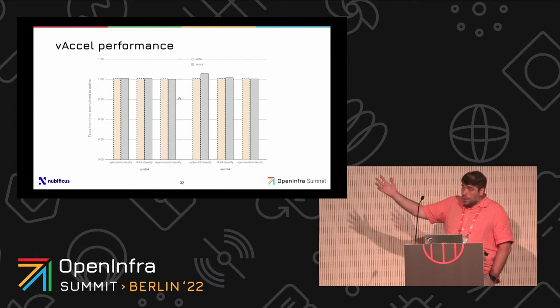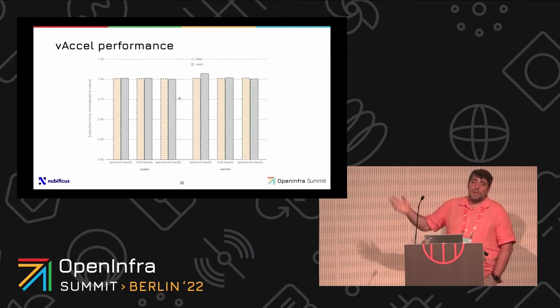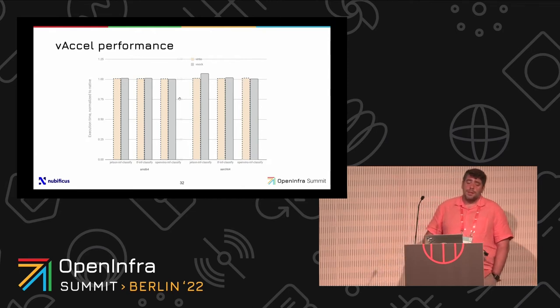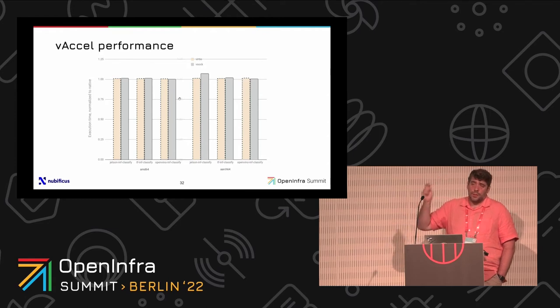So what we can see is that the overhead is pretty low, which is expected, as the only overhead associated with the whole execution flow is the transfer of the data that we need to copy from the guest to the host in order to reach the accelerator.